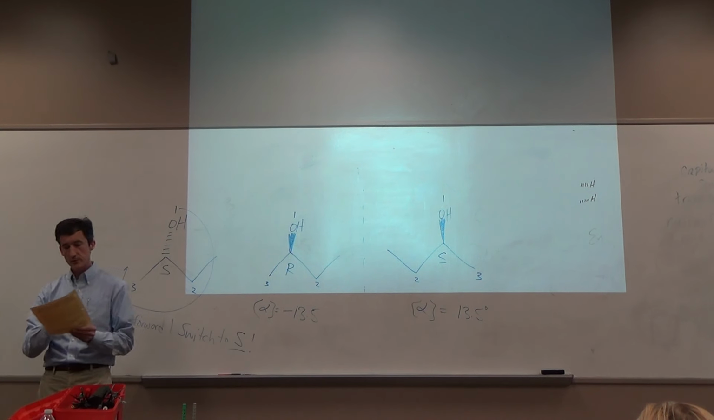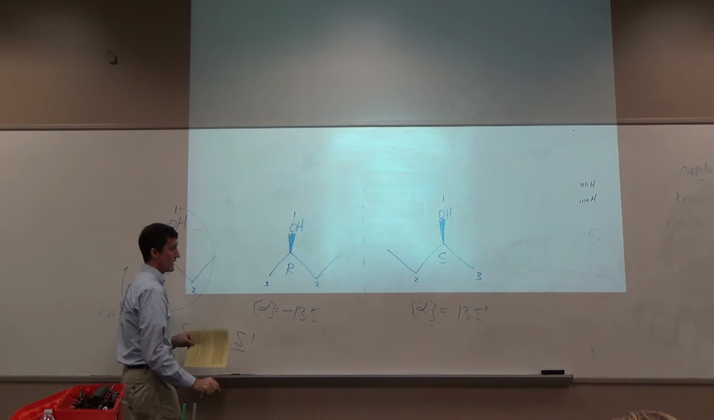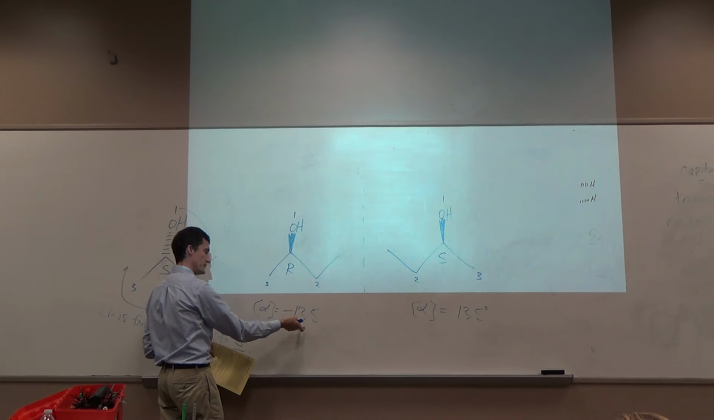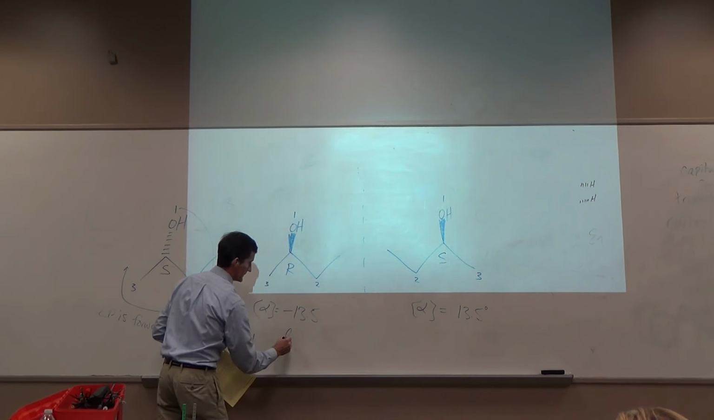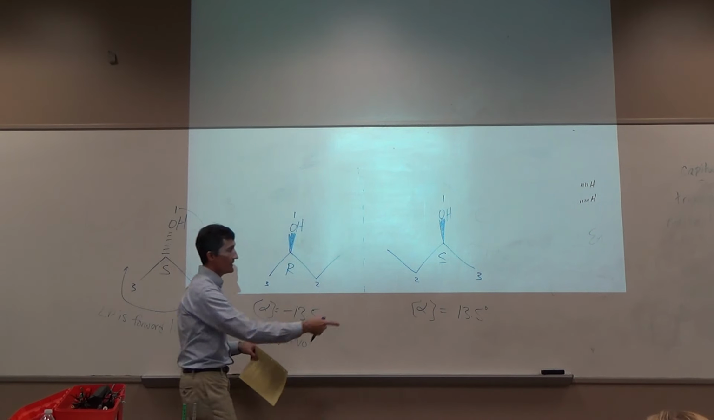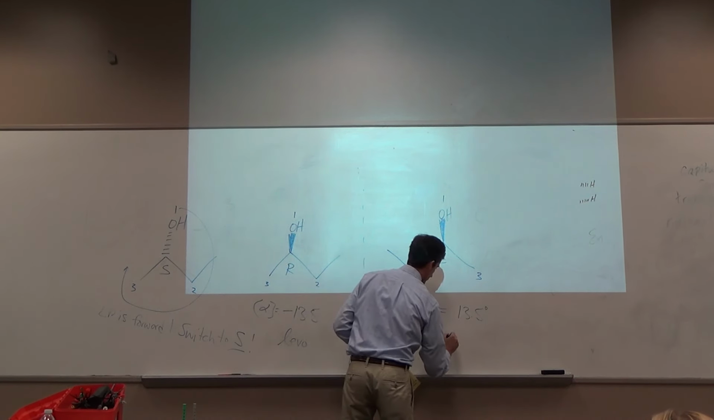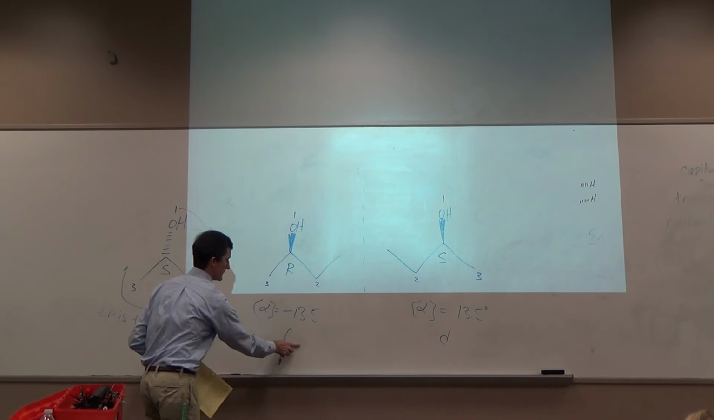Because as we saw up in 1, they rotate light equal but opposite directions. Since this is negative, this is which enantiomer in terms of DL? L. Okay? Because negative is levo. Since this is positive, this is D. Okay? I'll just put L.